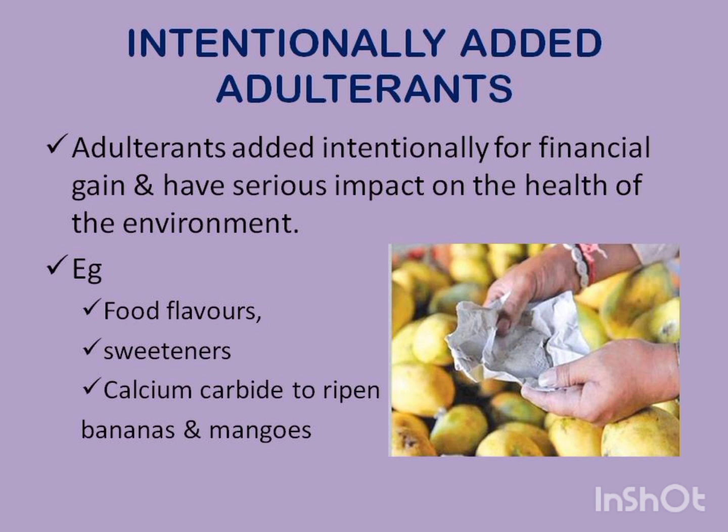Other than that, mangoes and bananas get naturally ripened. But what people do is add a chemical called calcium carbide or ethylene to these bananas and mangoes so that these fruits will ripen fast. It gives a great hazard, which is caused by intentionally added adulterants.